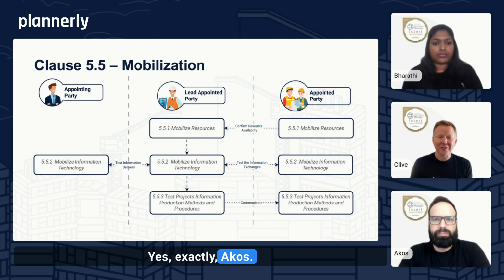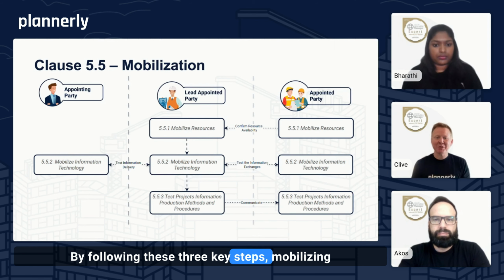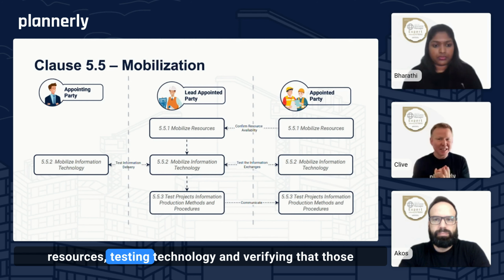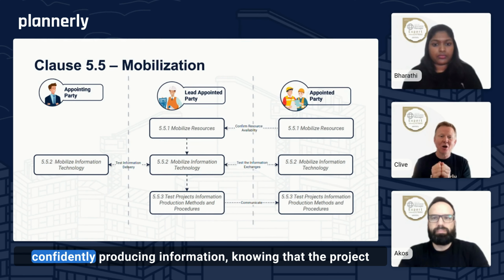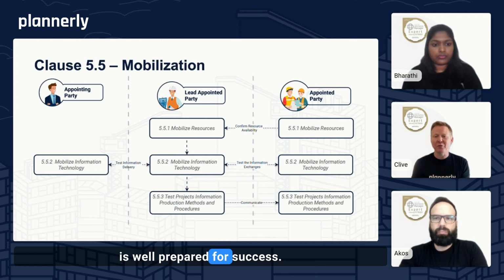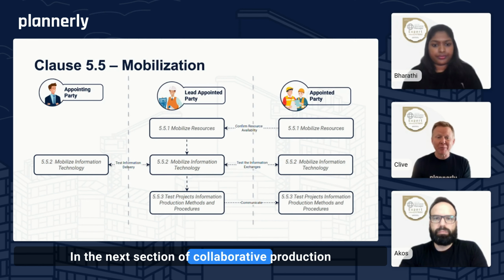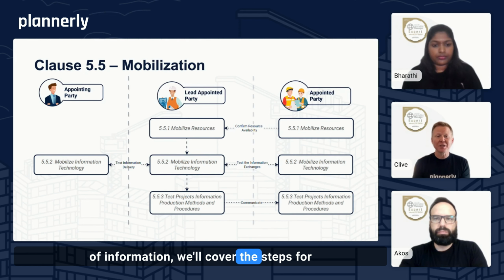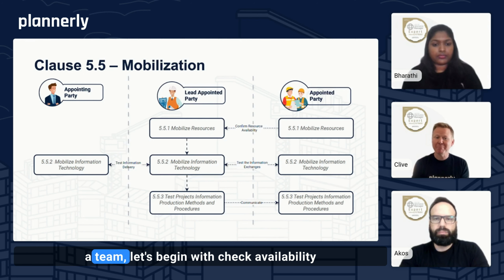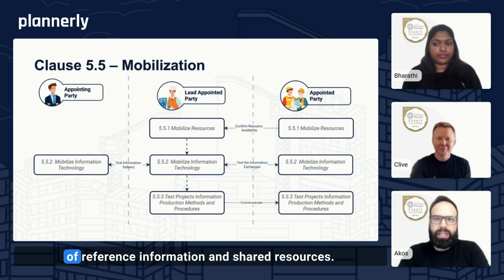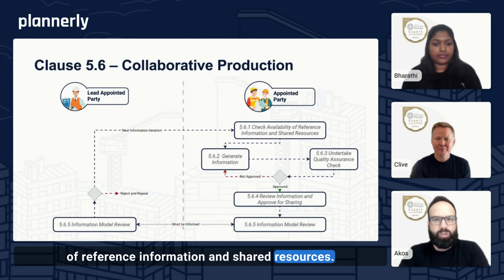Yes, exactly, Akosh. By following these three key steps, mobilizing resources, testing technology, and verifying that those methods are in place, teams can start confidently producing information, knowing that the project is well prepared for success. In the next section of collaborative production of information, we'll cover the steps for producing, checking, and approving the information as a team. Let's begin with check availability of reference information and shared resources.